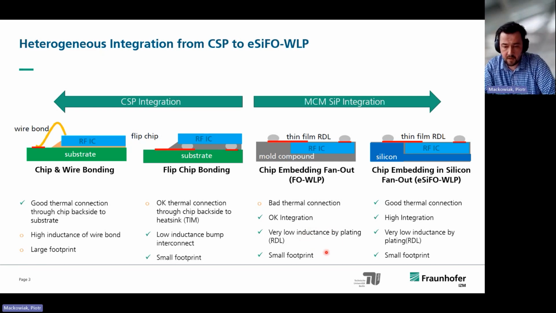We also have very low inductance because of the plating of the redistribution layer, and we for sure can end up with a very small footprint of this device. If we take this approach further, then we will not place the chip into the mold compound, but replace this with silicon. Silicon for sure has much better thermal conductivity than the mold compound, and it will give us a good thermal connection to the outside. And we have all the other benefits we've seen from the fan-out wafer level with mold compound. So again, low inductance and also a small footprint. And for sure, the integration is very high as well.